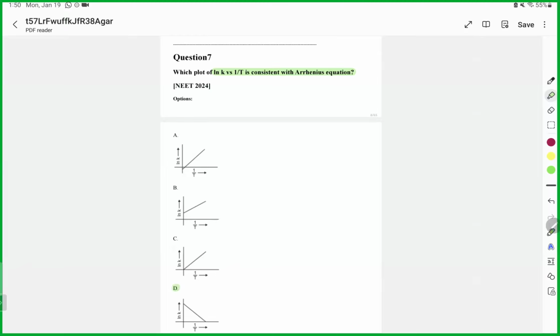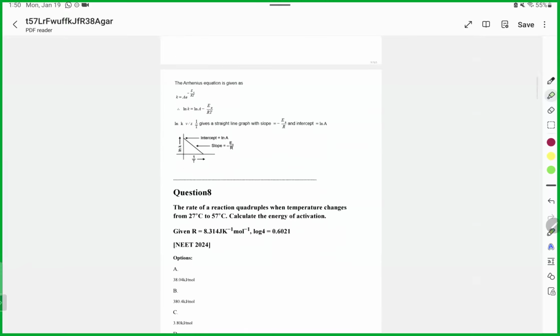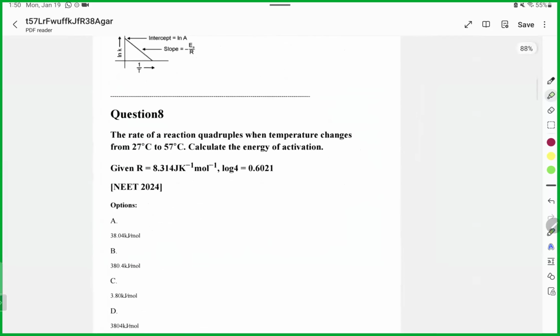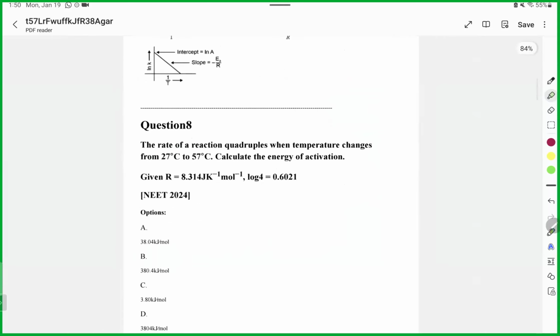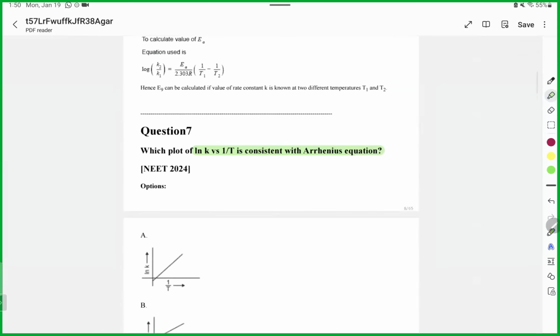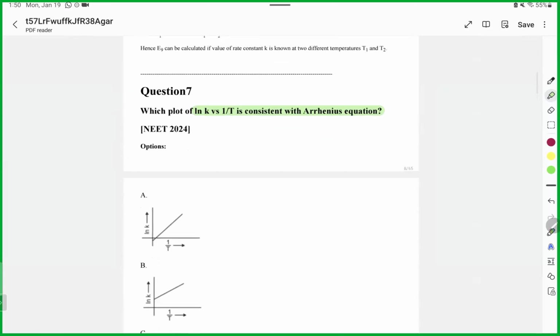Same repeated question in 24. Yes, sir. Sir, if it's just K, what will the graph be? Will it be like a parabola? No, it will be the same only, but it will deviate slightly. If you take K and temperature relation, then it will be a parabola. Here we are asking 1 by T. If you take only K, the value will be slightly different, but the path will be the same, na?